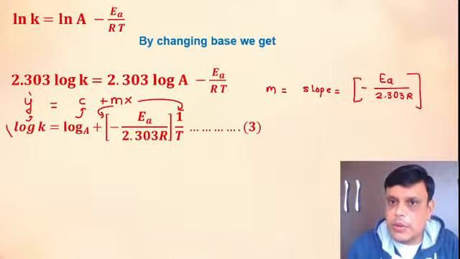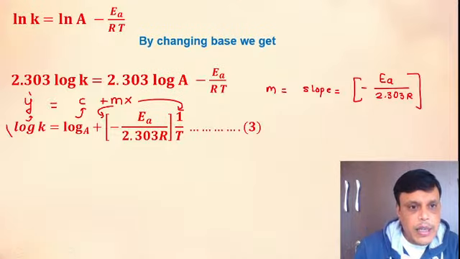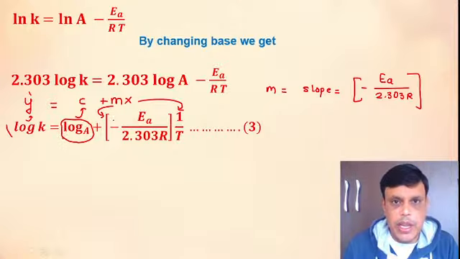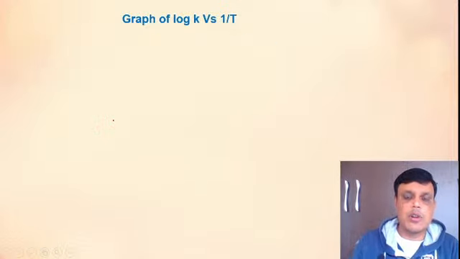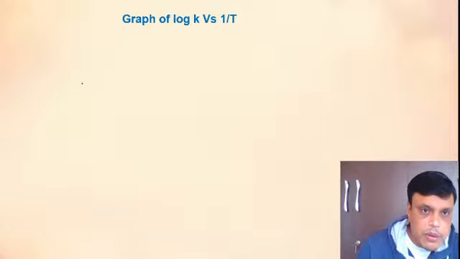So the slope is negative, that means the nature of the line is negative, and we have an intercept on the y axis, that is equal to log A. Now if you plot this graph, the nature of the graph will be like this. The graph will be a straight line.